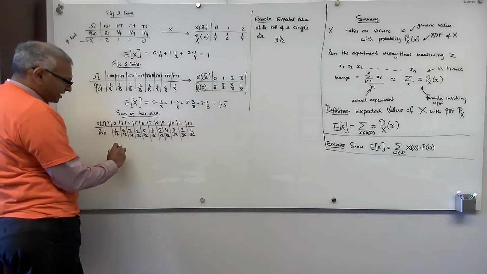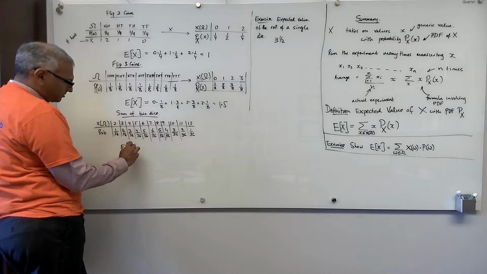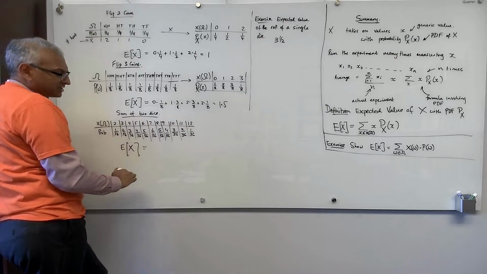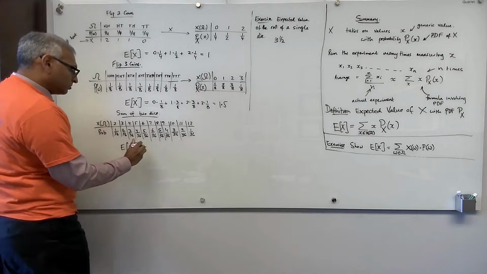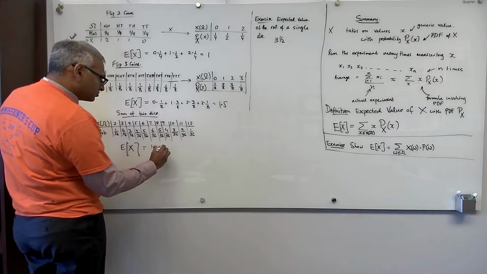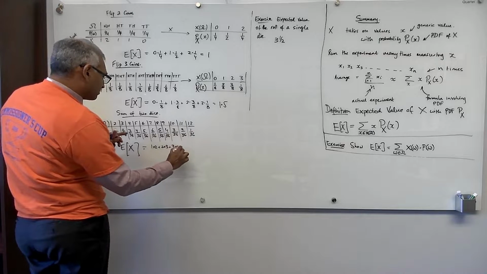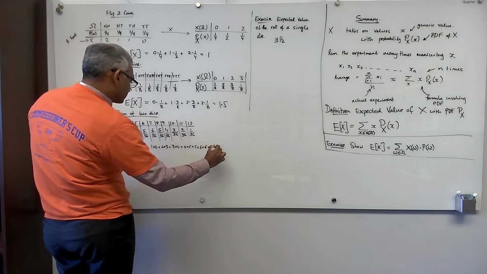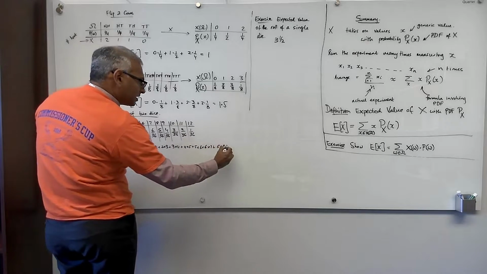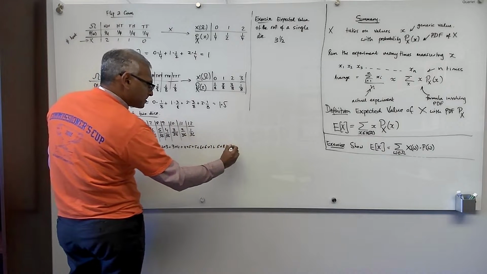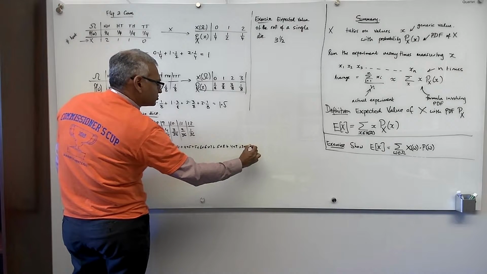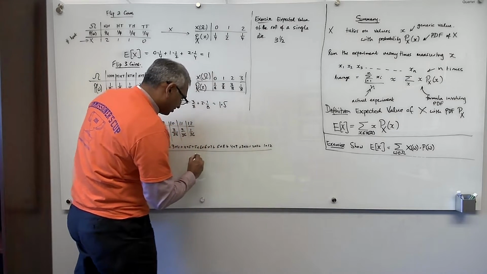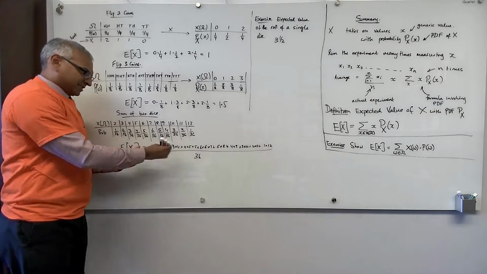Okay. So if we compute the expected value of the random variable, you weight the possible values by the probabilities and add. So you're going to get 1 times 2 plus 2 times 3 plus 3 times 4 plus 4 times 5 plus 5 times 6 plus 6 times 7 plus 5 times 8, okay, plus 4 times 9 plus 3 times 10 plus 2 times 11 plus 1 times 12. Okay, divide that whole thing by 36. So that's the expected value.